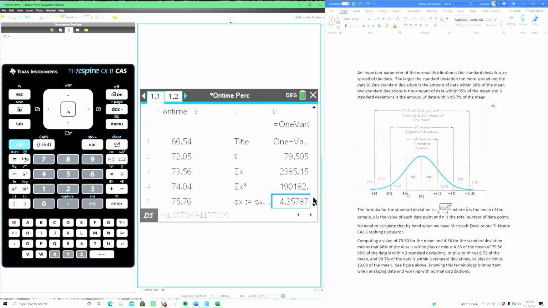4.36 plus or minus, and 2 standard deviations would be plus or minus 0.872, and 3 standard deviations would be plus or minus 13.08. Knowing this terminology is important when analyzing data and working with normal distributions, and will be helpful for us as we go into future statistics tutorials.